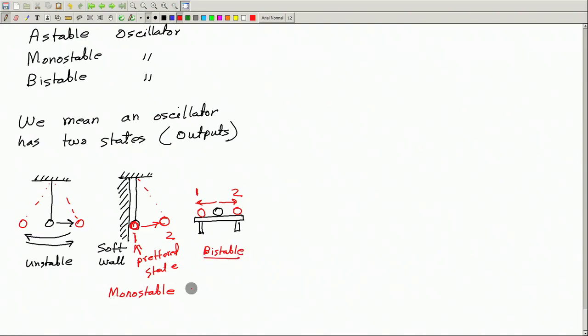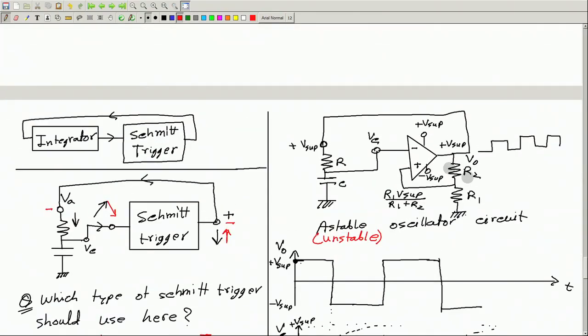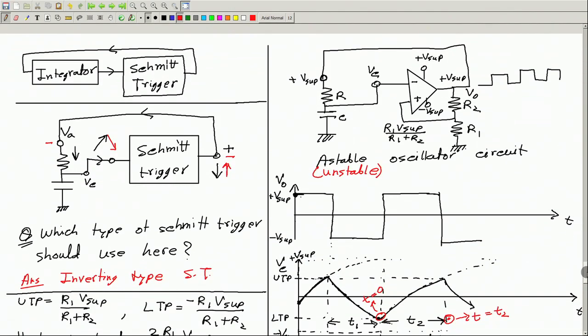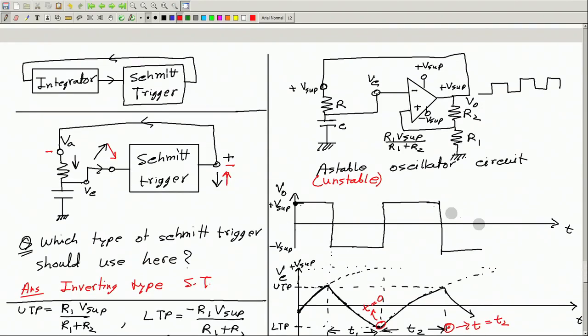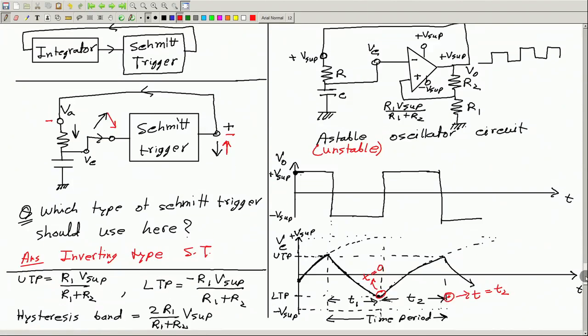Now, the circuit that we have seen here was unstable or astable because it has two outputs, two states, low and high. When the output is low, after a while it goes to high, and if it is high, after a while it goes to low. So it was unstable. Now, let us make a monostable oscillator circuit.